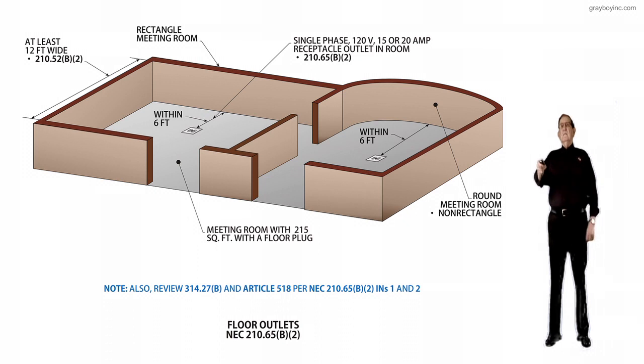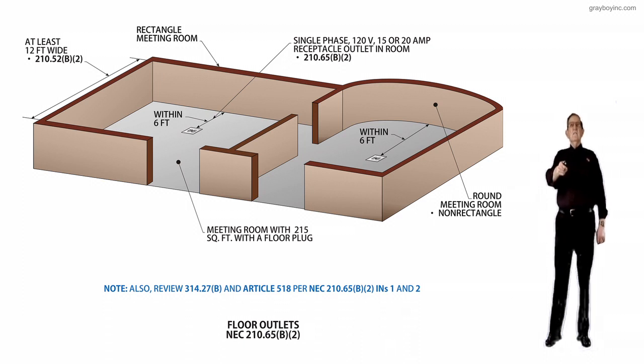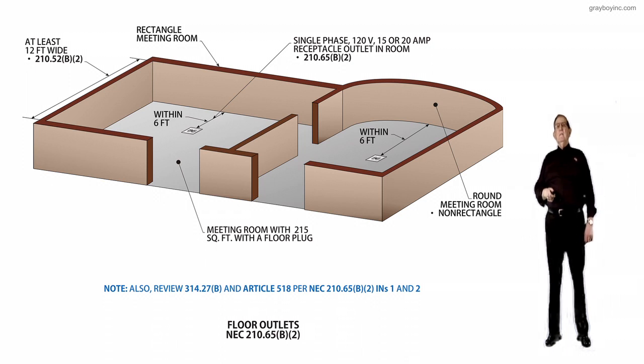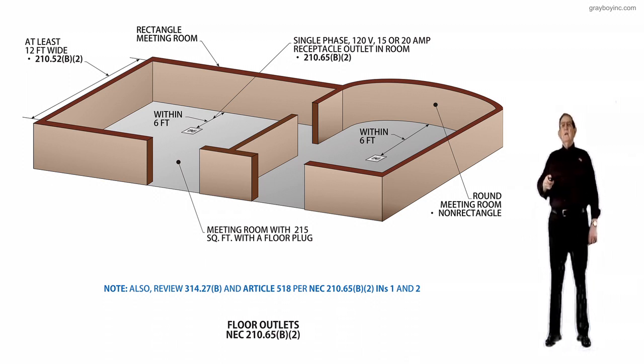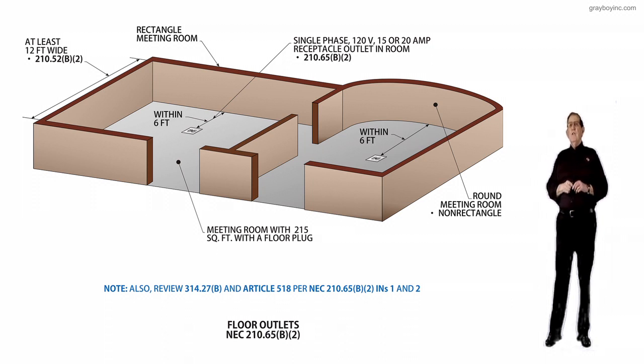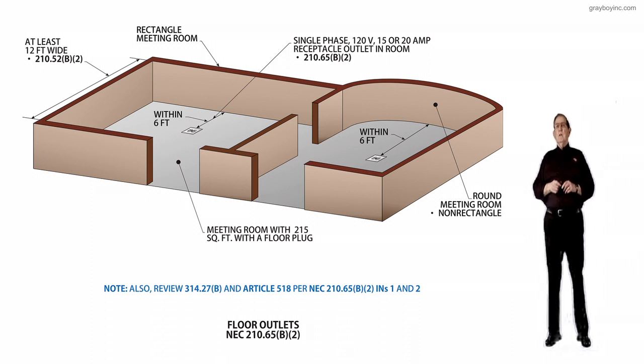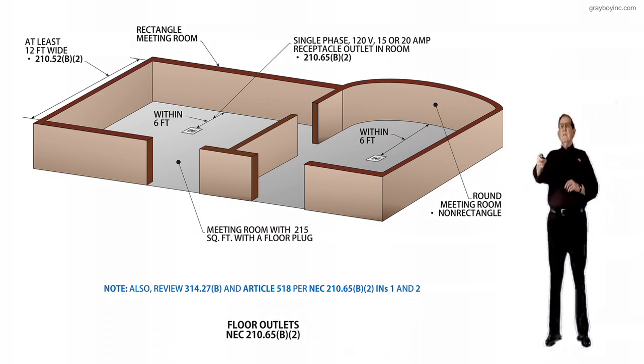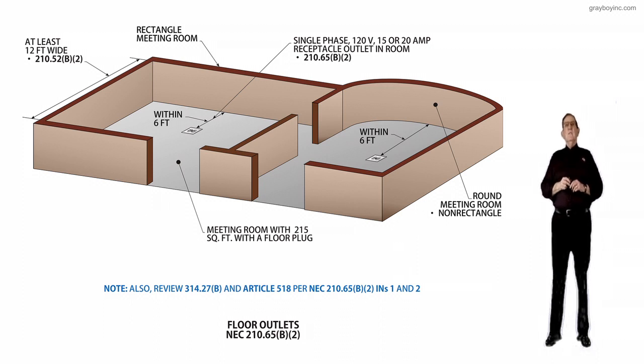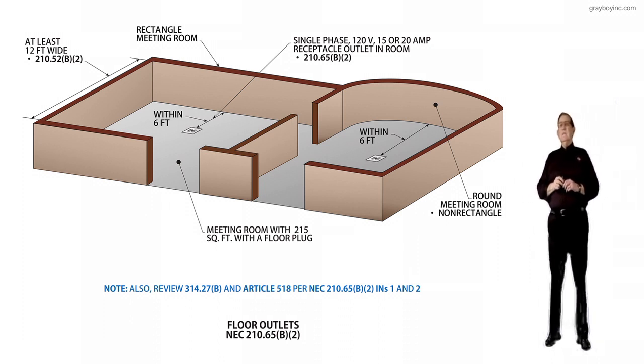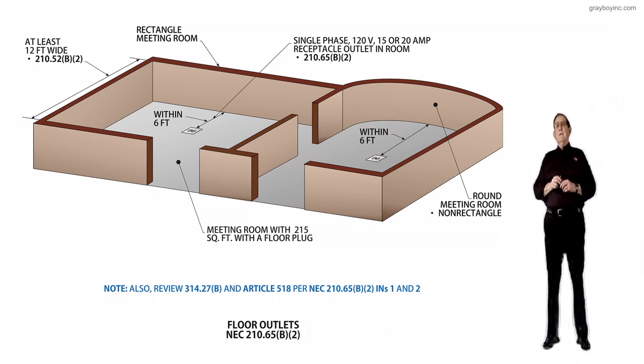Now, notice that we have a rectangular meeting room to the left at the top with an arrow pointing to it, and it's at least 12 foot wide. And if we look at the bottom callout, it shows the rectangular room with a bullet and an arrow pointing to it, and it says meeting room with 250 square foot with a floor plug. So we can measure out 6 foot, just like we did here, looking at the 12 foot wide or looking at the 215 square foot area.